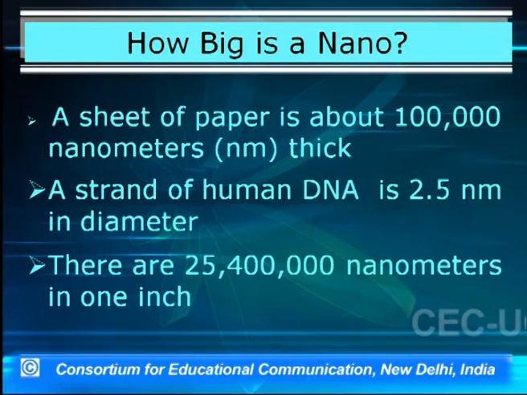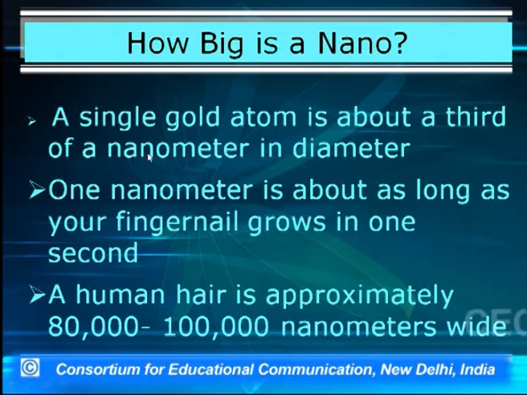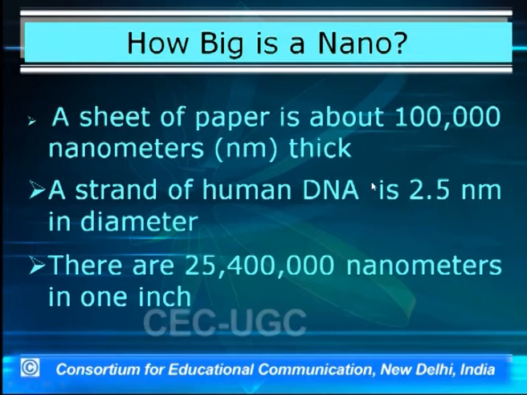Having tried to see the size of various chemical and biological species, now let us have a look at how big a nano is, or how small a nano is. If we call it this way, it would be better. Well, a sheet of paper is about 1 lakh nanometers thick.